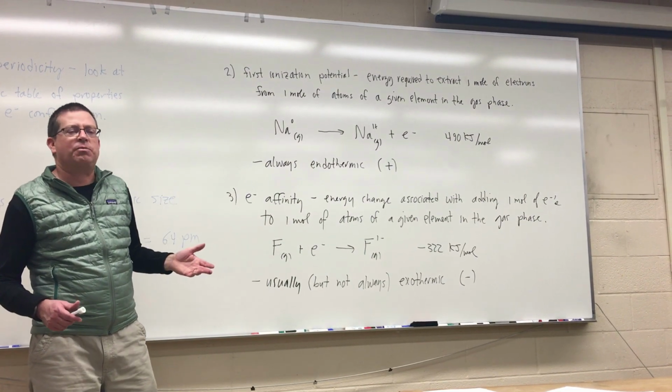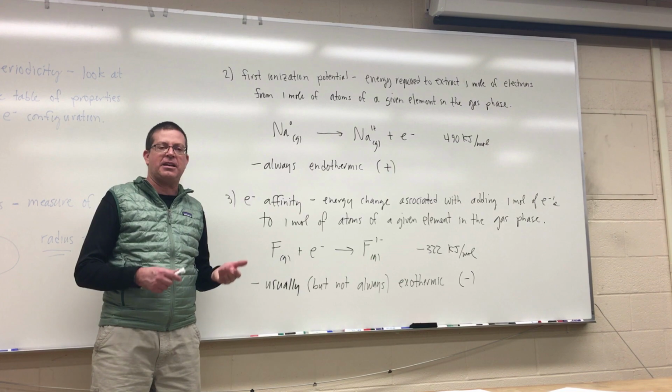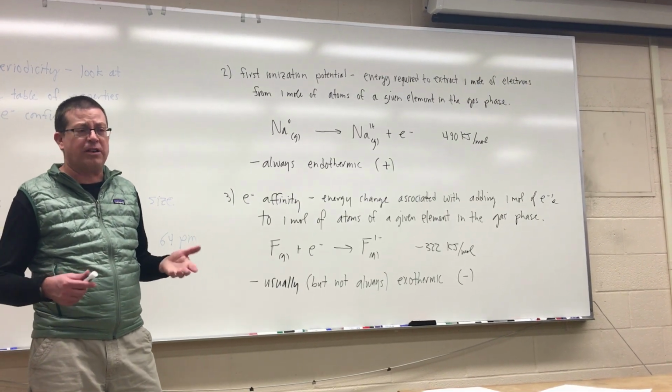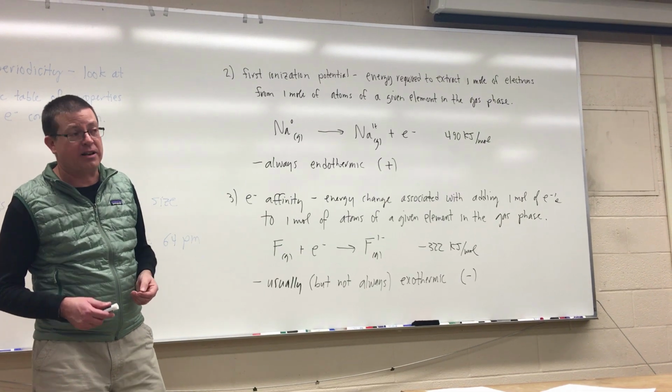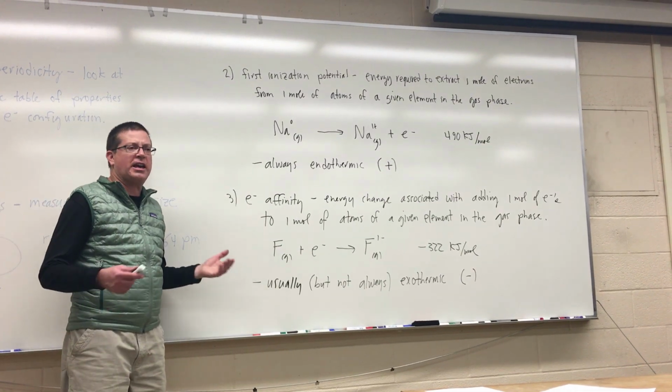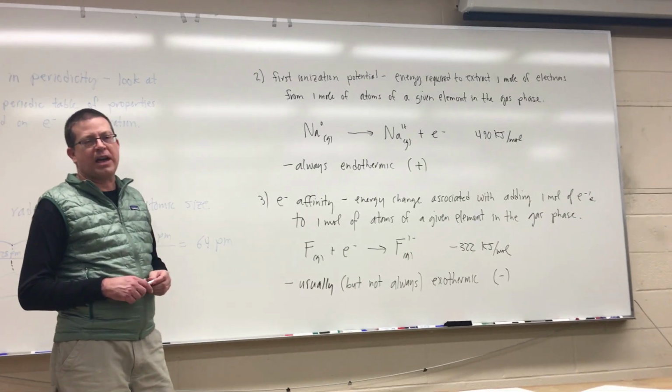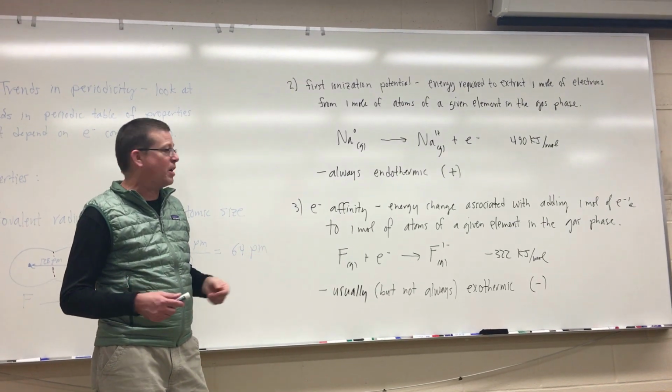That makes sense because we're putting an extra electron into a neutral atom. So it's generally going to be a fairly low-lying orbital, energy-wise, for me to stick that electron into. So I should actually get energy back when I do that. However, as we're going to see, there are some individual cases where that's not the situation.